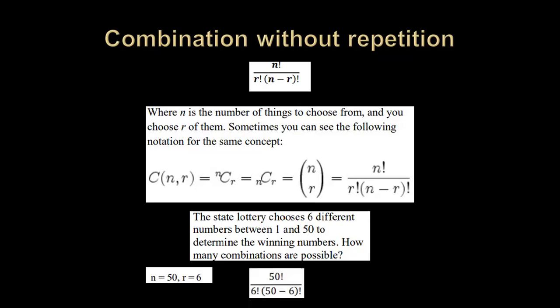So further substituting the values using the formula, this gives us 50 factorial all over 6 factorial multiplied with the quantity 50 minus 6 factorial. And then further simplifying these values gives us 15.9 million combinations. That's a lot of combinations to win this lottery.